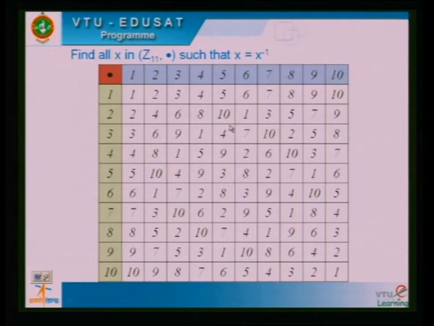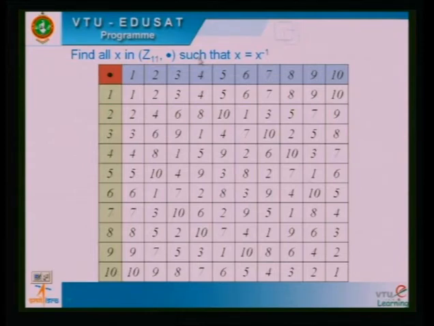The next one is identity. First, we identify the identity element. Here 1 into 1 is 1, so 1 is the identity element. Then in this row you can observe that 2 into 6 is 1, which means the inverse of 2 is 6. The inverse of 3 is 4, 4 inverse is 3, 5 inverse is 9, 6 inverse is 2, 7 inverse is 8, 8 inverse is 7, 9 inverse is 5, and 10 into 10 is 1, so it is self inverse.